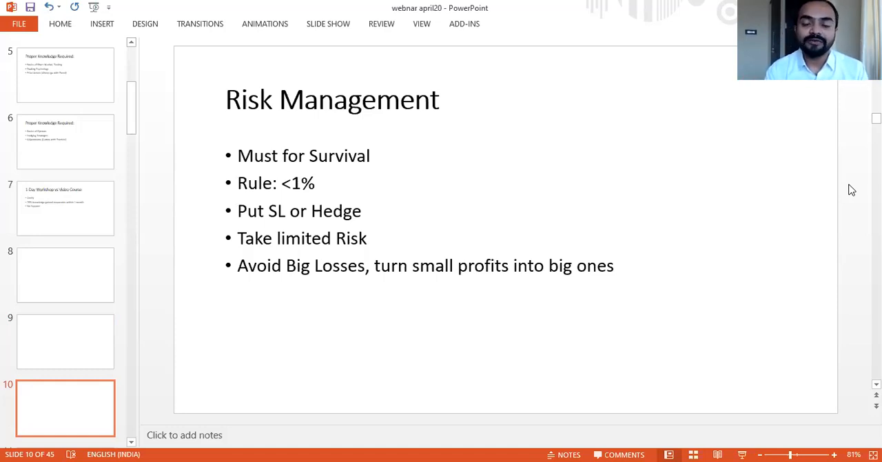And how do you survive? Write down this one rule: always risk less than 1% of your capital in any given trade. I will repeat: always risk less than 1% of your capital in any given trade. Suppose your capital is 1 lakh rupees, then 1% of 1 lakh is 1000 rupees. So you should always risk less than 1%, that is less than 1000 rupees in any given trade.